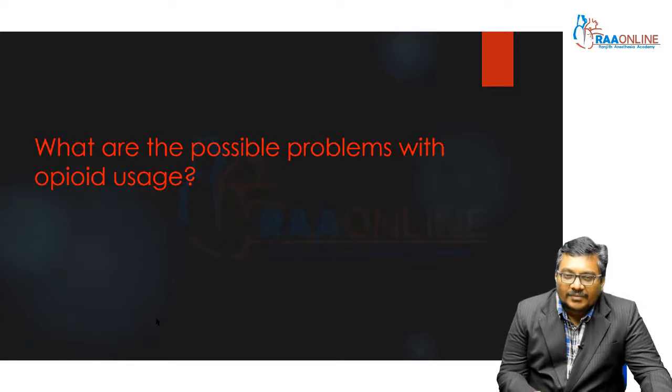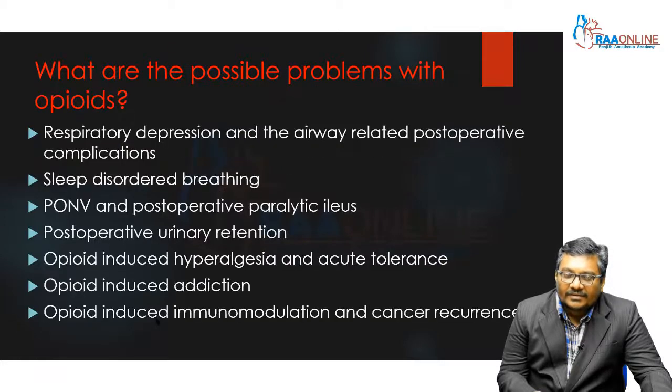So, what are the possible problems with opioid usage? We know that opioids have innumerable problems: respiratory depression and airway related postoperative complications, and sleep disorder and pharyngeal breathing pattern disturbance. The closed claims project also shows that the opioid related claims are related to respiratory depression and the consequent mortality in the patients.